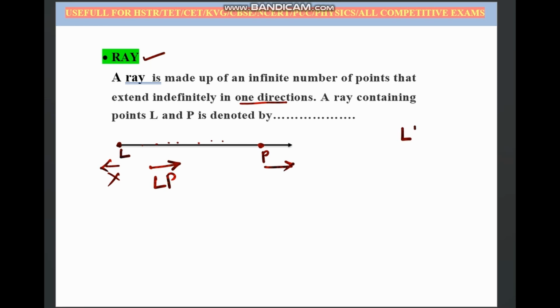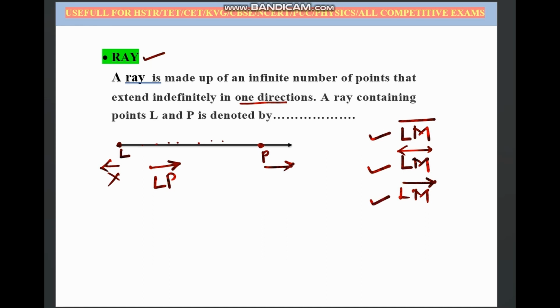First, line segment LM is denoted like this. Line LM is denoted like this, and ray LM is denoted like this. That is the main difference between a line segment, a line, and a ray.